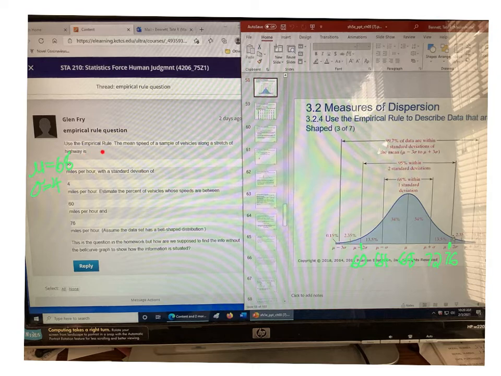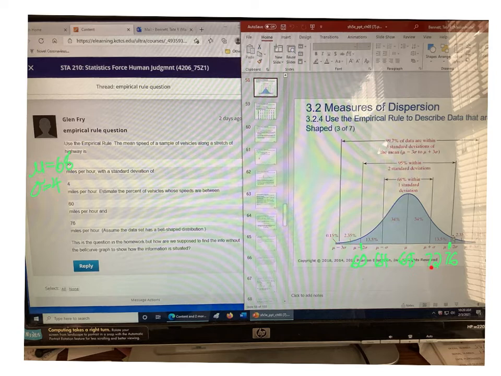So this says to use this rule. The mean is 68 miles per hour with a standard deviation of 4 miles. Estimate the percentage of speeds between 60 and 76. So I'm just imposing that on here. The mean is 68, that's mu, and the standard deviation is 4.